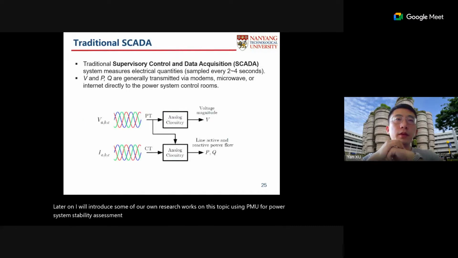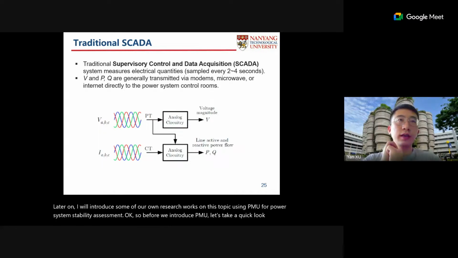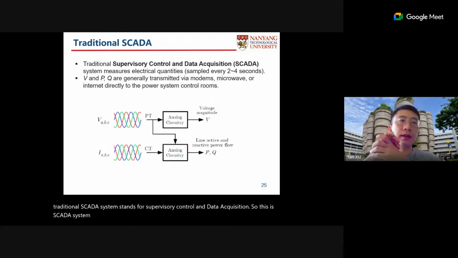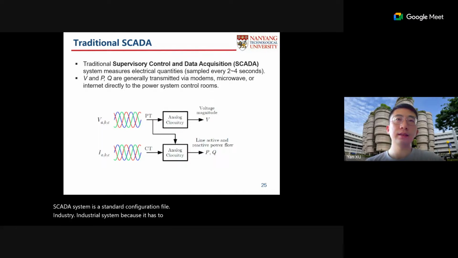Before we introduce PMU, let's take a quick look at the traditional SCADA system. SCADA stands for Supervisory Control and Data Acquisition. This SCADA system is a standard configuration for industrial systems because it has to collect the data of the system and transmit it back to the control center. So this is a very fundamental infrastructure for an industrial system.